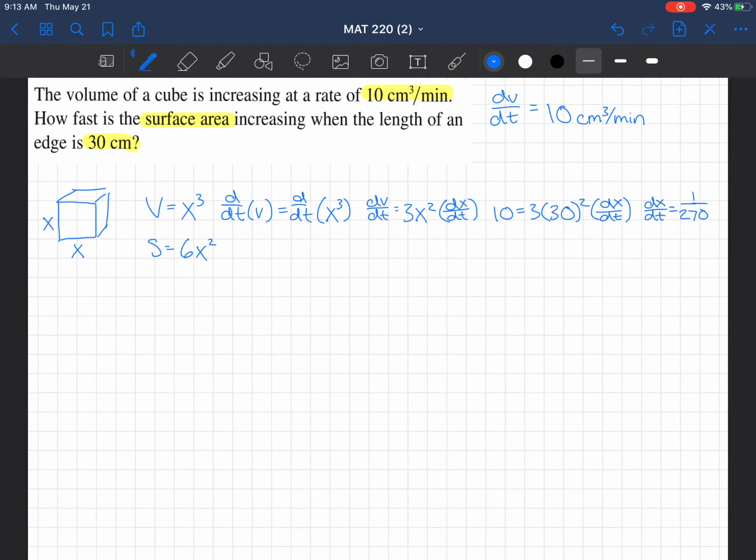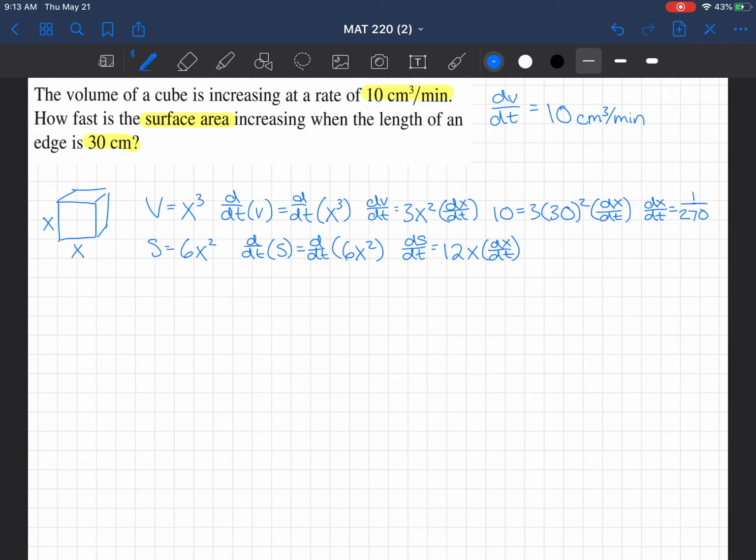Now from here, we can go ahead and take the derivative of our second equation, our surface area equation, and that's going to look like this here. This is just saying that I am taking the derivative of both sides. That's what this means. And that will leave us with dS/dt is equal to 12x dx/dt.